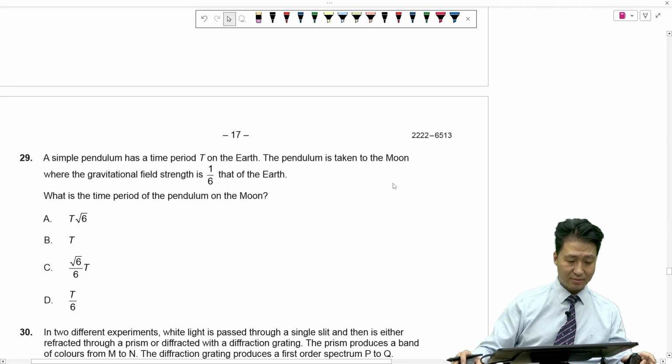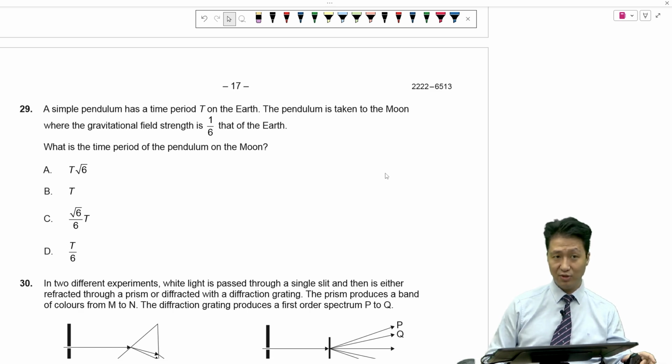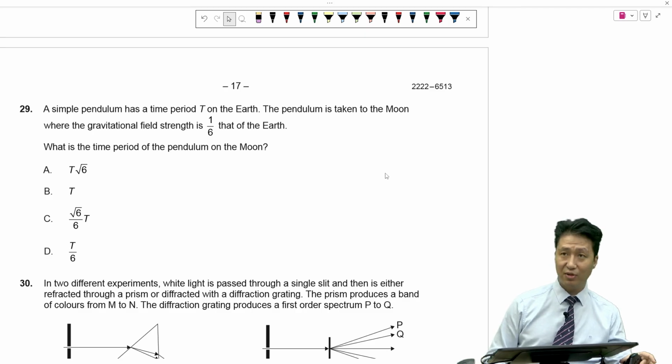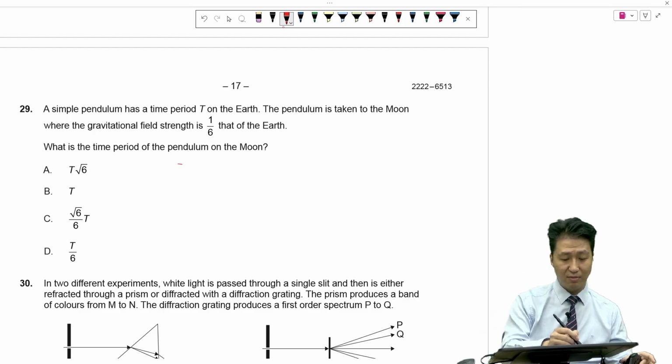Number 29. A simple pendulum has a period T on Earth. The pendulum is taken to the moon, where the gravitational field strength is 1/6 that of the Earth. What is the time period of the pendulum on the moon? Very simply, open up your physics booklets. You'll see that the period of the pendulum is 2 pi times the square root of the length over the gravitational acceleration.